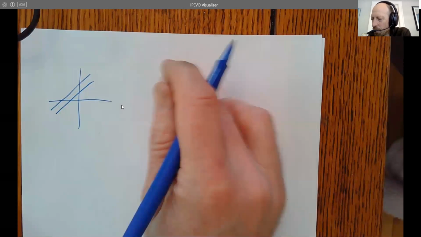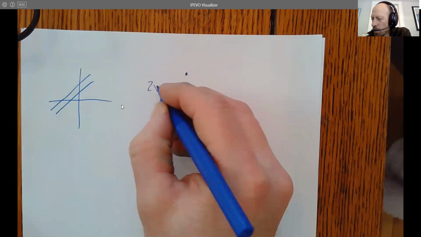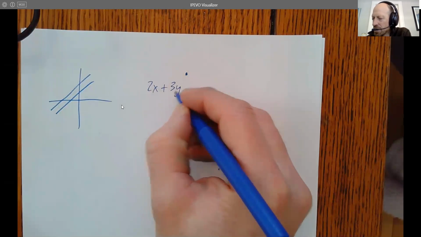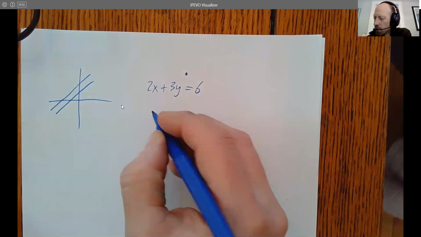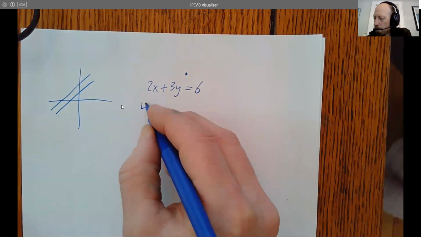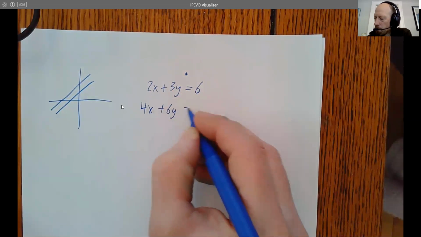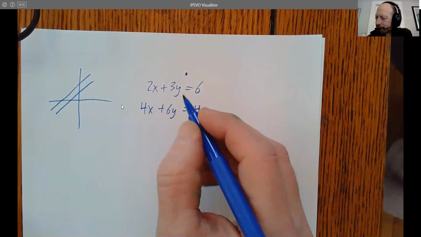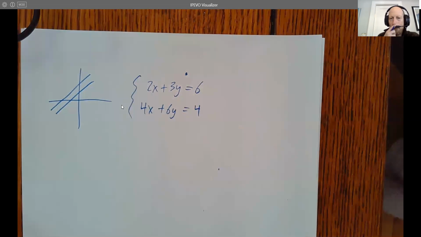So the question is, how does that work algebraically? Well, it turns out what you'd end up with is something like this. So these are the two lines, or two versions of lines. And what we'll see, and you may see this already, is that the x's and y's are almost the same, right? One was just multiplied by 2.